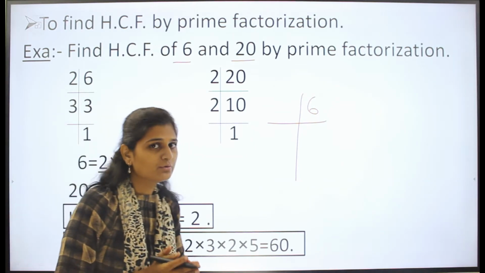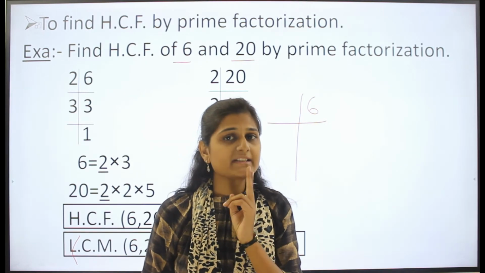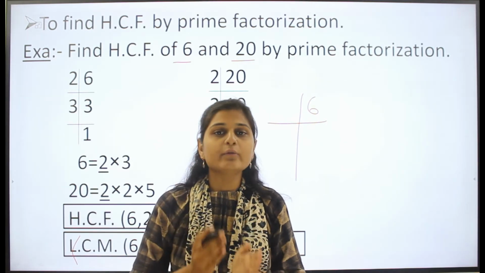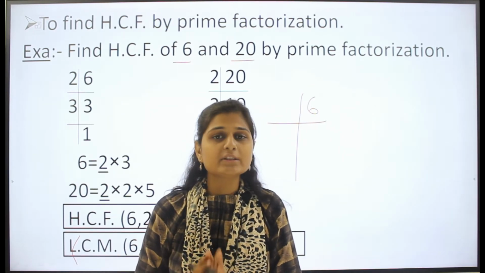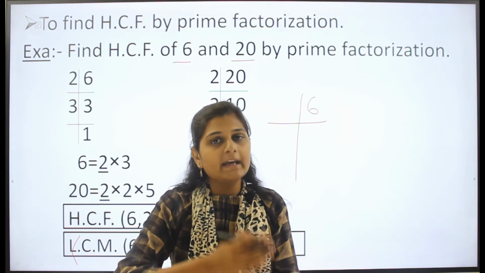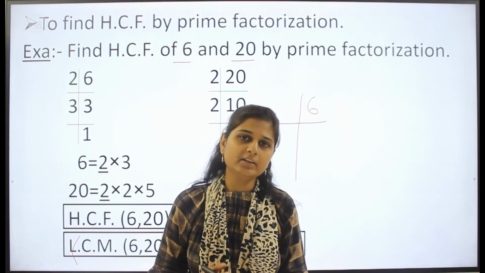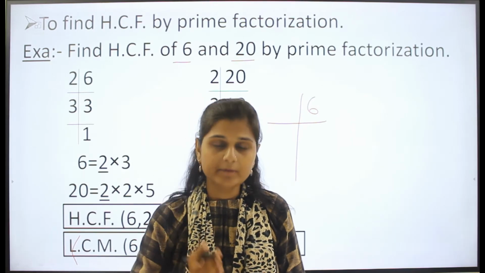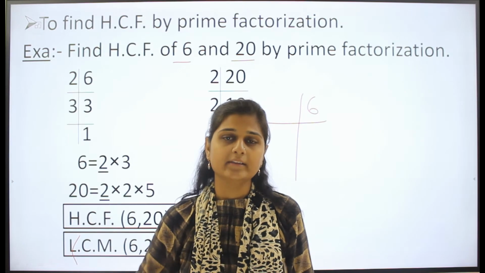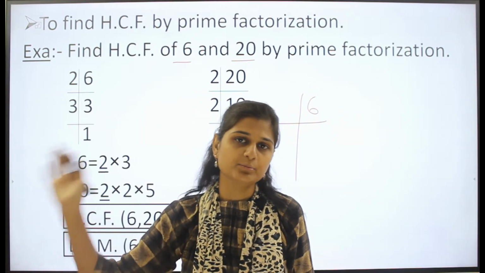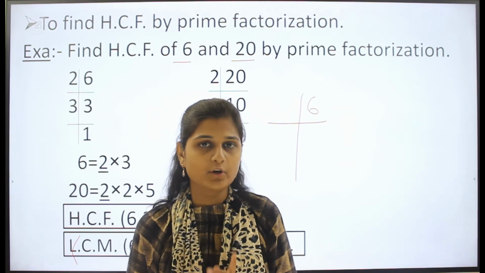What you have to do is always start from 2. If your value is divisible by 2, then you apply 2. If your value is not divisible by 2, then you go to 3. If it is divisible by 3, you can apply 3. If it is not divisible by 3, then you go to 4, then 5, then 6, and so on up to infinity. So first you always start from 2.